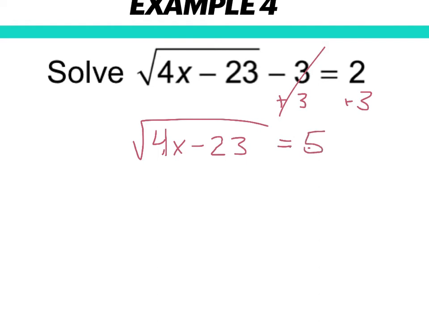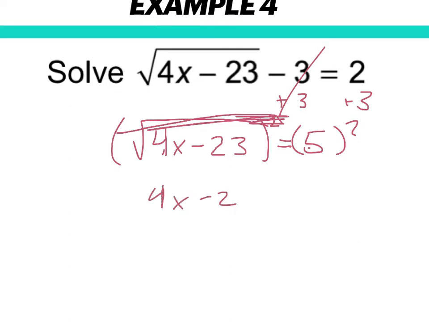So now we need to get rid of our square root, so we can square both sides of our equation. It cancels out on the left side. So we have 4x minus 23 on the left is equal to 25 on the right.